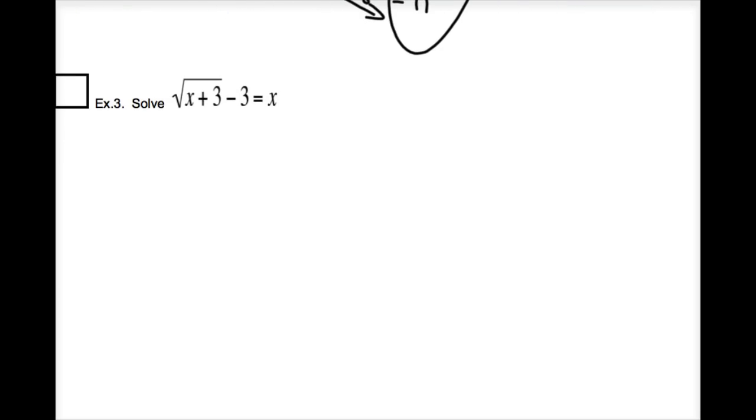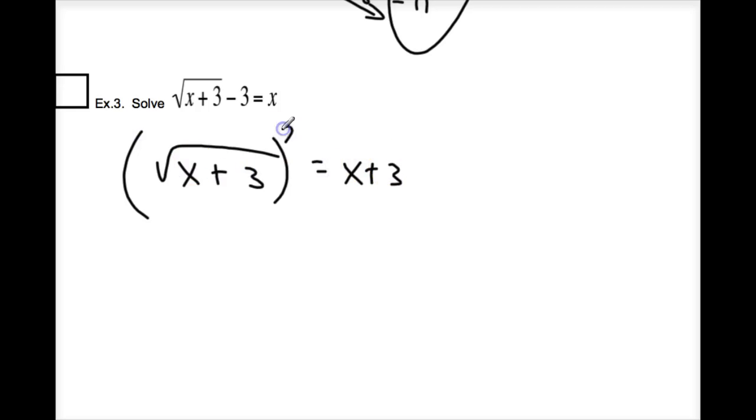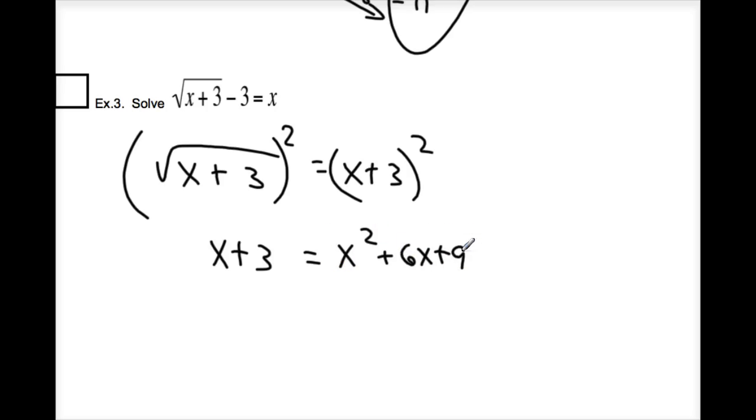Okay, example 3. This one's a little different. Still get the root alone. And you go to square both sides. What's different about this one is you have to square the sides. So we're squaring x plus 3 on the right. The left just turns into a plain old x plus 3. It just gets rid of the square root. But the right is a square dance situation. You've got x plus 3 quantity squared. So you're going to do first one squared, twice the product, last one squared.